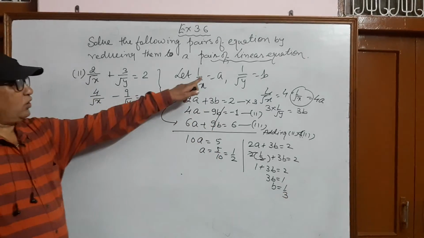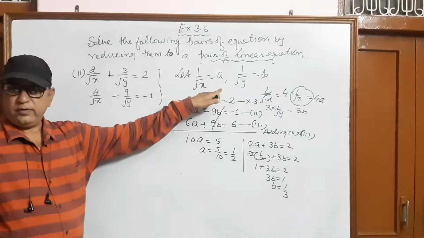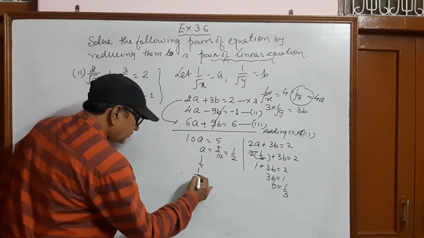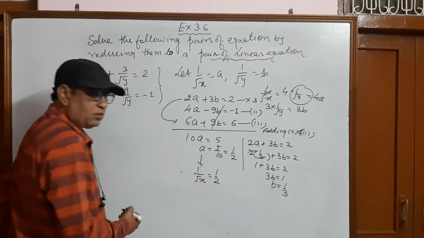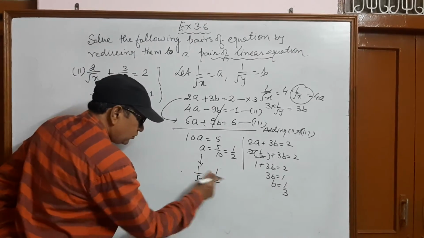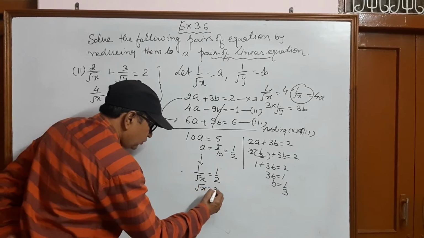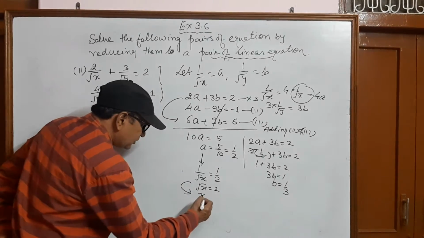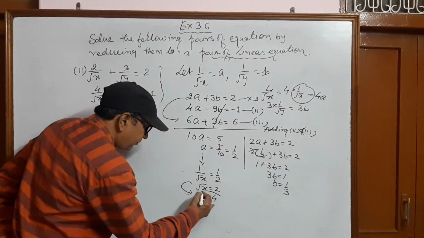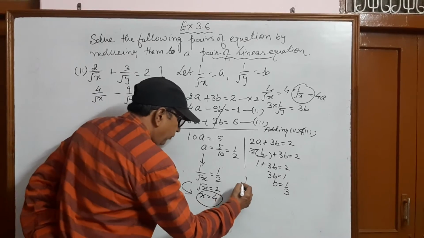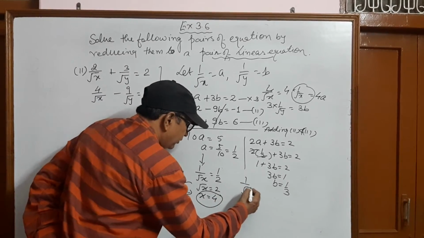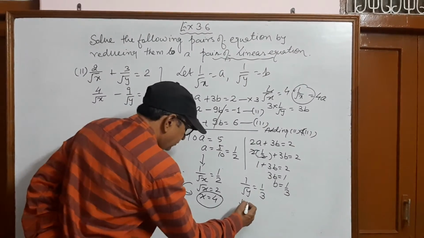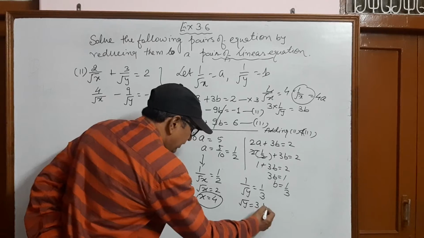Now actually what we have written here is 1 by root x equal to a. This is one of the important steps. a means 1 by root x. We got 1 by 2. It means root x equals 2. Now squaring both sides, we get x equals the square of 2, which is 4. Here 1 upon root y equals 1 upon 3. So root y equals 3. That's why y equals 9.